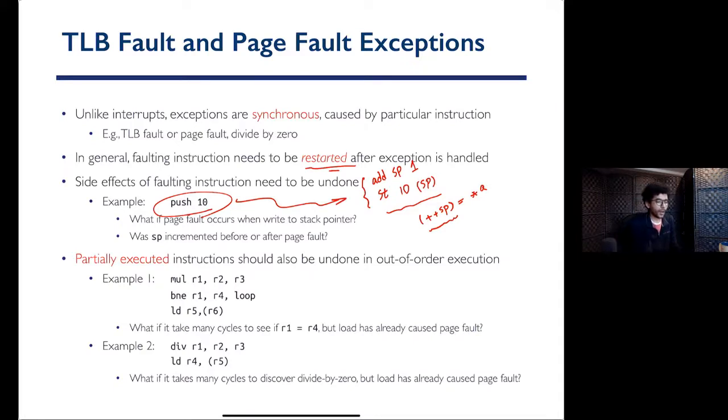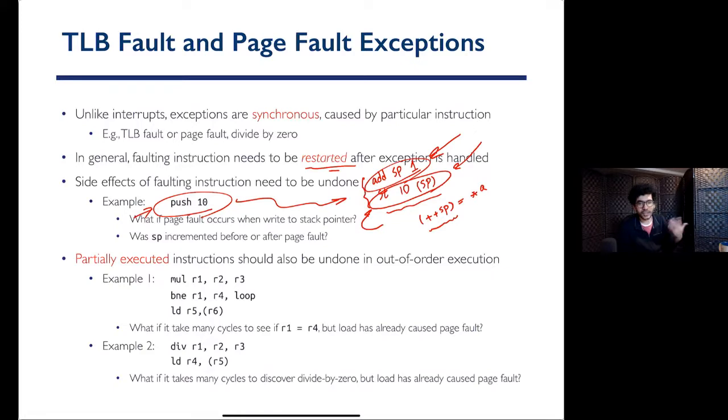Now, what happens if you get an exception here in a store 10 to SP? You've already increased your SP by 1, and now you're executing this store and you get an exception. If you come back to this push instruction and re-execute it, you're going to again add another 1 to your SP and then write. So you're going to have 2 SP plus 1s in your execution. So it's not going to be fine, right?